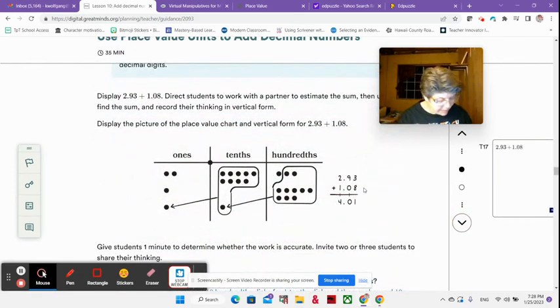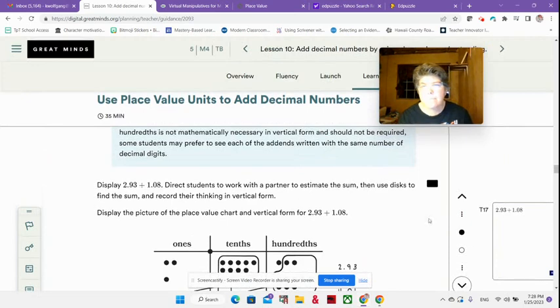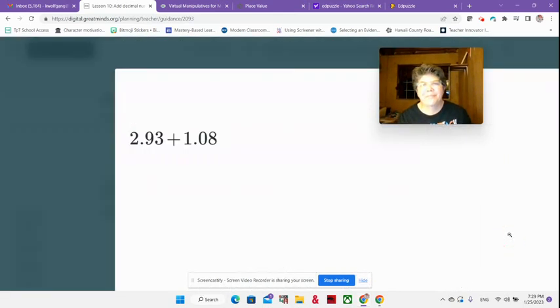Oops, okay. Here's what I want to show you. 2 and 93 hundredths plus 1 and 8 hundredths. Okay, I want you to estimate the sum. That means estimate the answer, right?